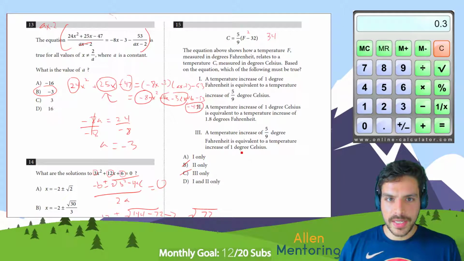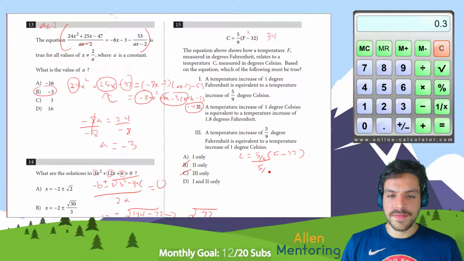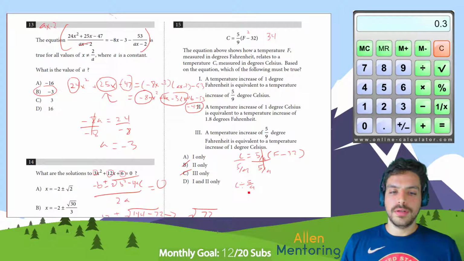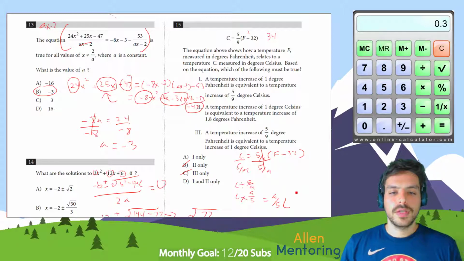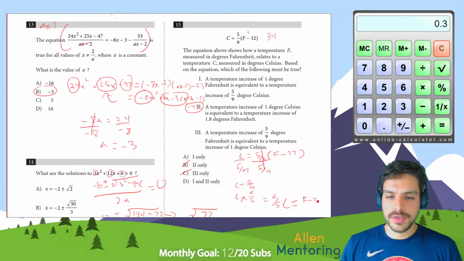So let me rewrite that here. C is equal to 5/9 (F minus 32). If I divide both of these by 5/9, this would cancel out. And what is C divided by 5/9? Well, we know that when dividing by a fraction, you want to keep, change, flip. So we keep C, change division to multiplication, and flip 5/9 to 9/5. And C times 9/5 is 9/5 C. So that would be equal to F minus 32.